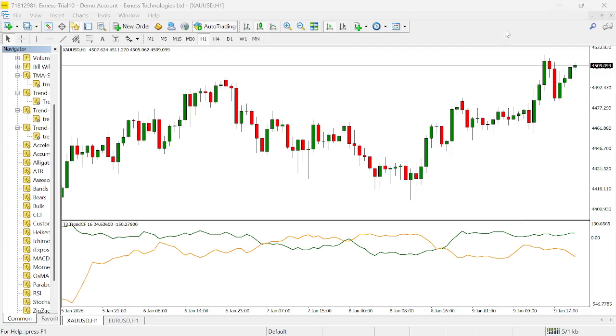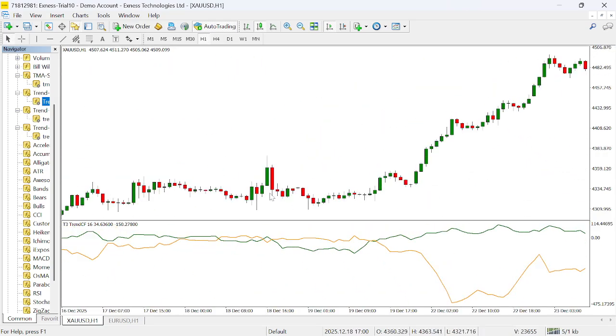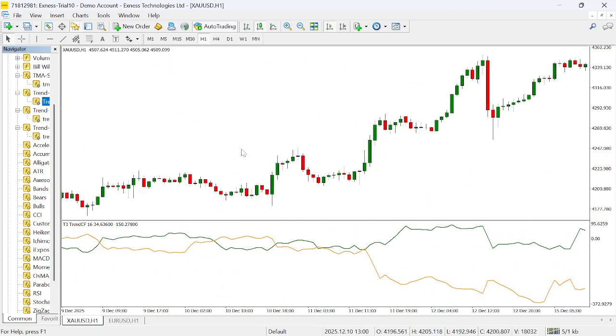Hi traders, in this video we are looking at the trend continuation factor indicator for MT4 and MT5. This unique tool developed by MHP focuses on determining whether the current trend is likely to continue using two separate lines for bullish and bearish momentum confirmation.